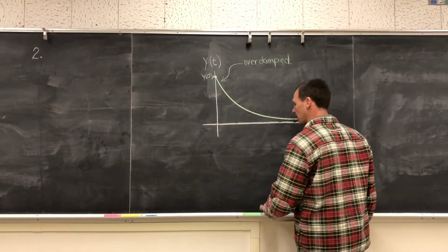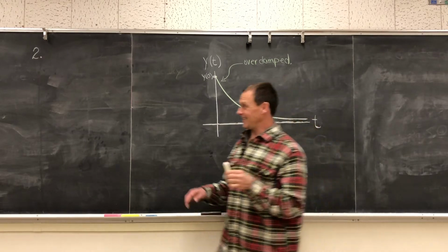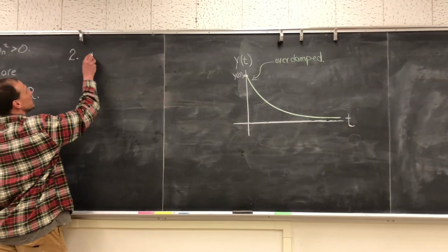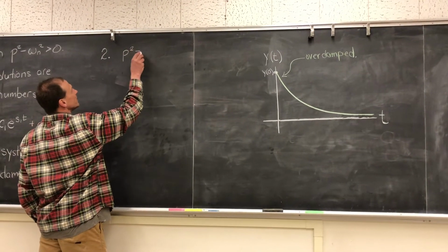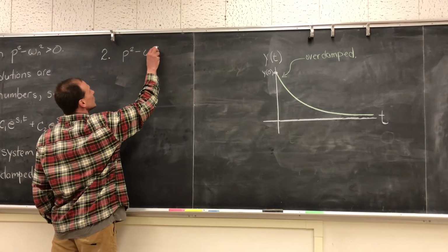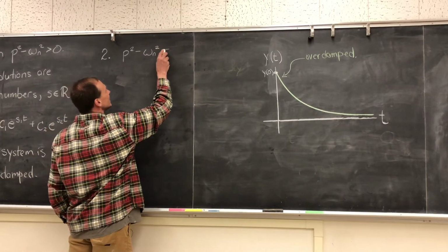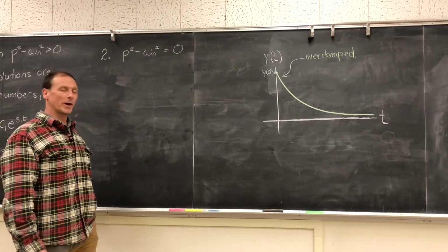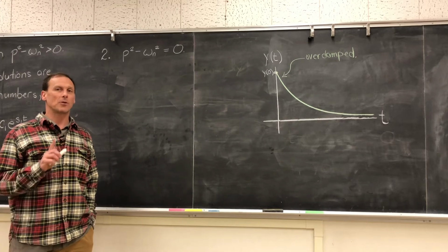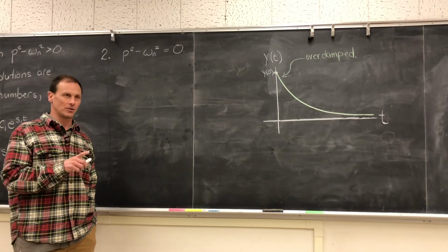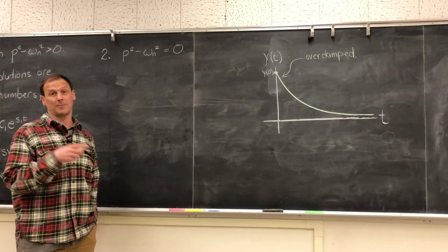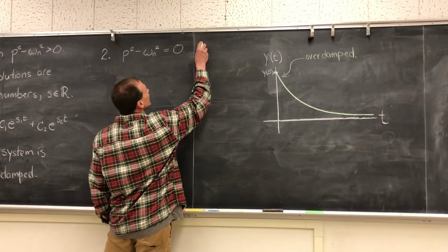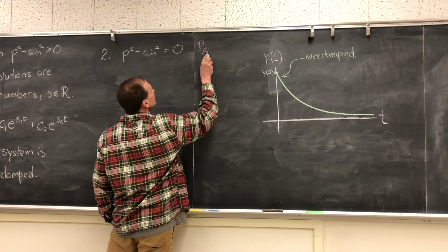Okay, next, let's look at our second case. So I'm going to come over here. My second case is when p squared minus omega natural squared is equal to 0. And what happens here is I have a repeated solution. My solution is just minus p, but I have 2 of them. This is repeated roots.